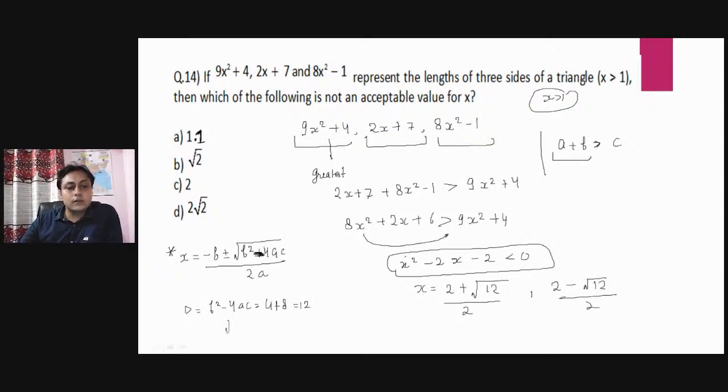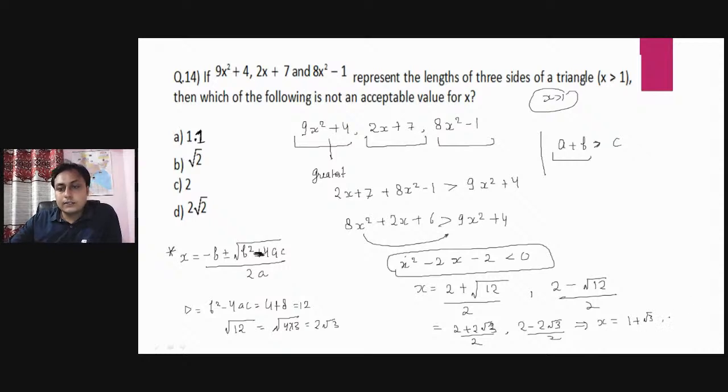So guys, root 12 is what? Root 12 is root 4 into 3, so it should be 2 root 3. So it becomes 2 plus 2 root 3 by 2, and 2 minus 2 root 3 by 2. So the value of x comes out to be 1 plus root 3, and the other is 1 minus root 3.